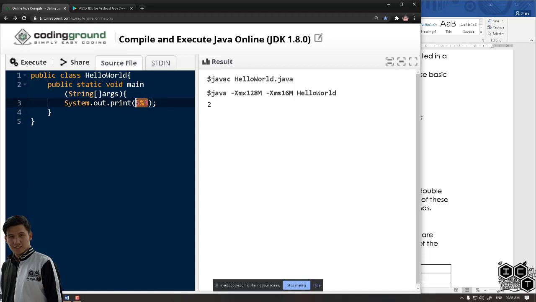Lakihan natin ng konti. 40 modulo 8. Ayan. Ilan kaya ang lalabas sa 40 modulo 8? Again, 40 divided by 8. Tapos, ilan yung remainder niya? I hope you are getting the point here. Okay, tingnan natin kung 4 nga ba. So, 40 divided by 8 or 40 modulo 8 is, what's the answer? It's 0. Bakit kaya naging 0, hindi 4?